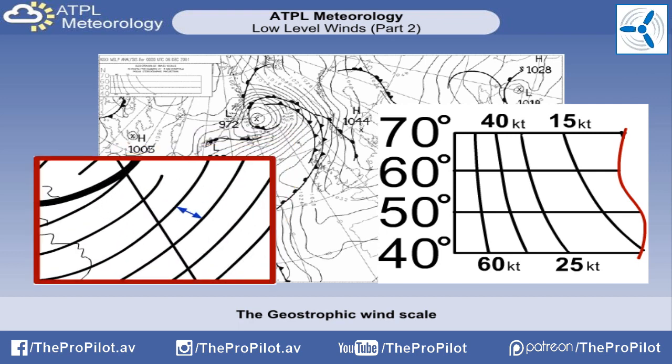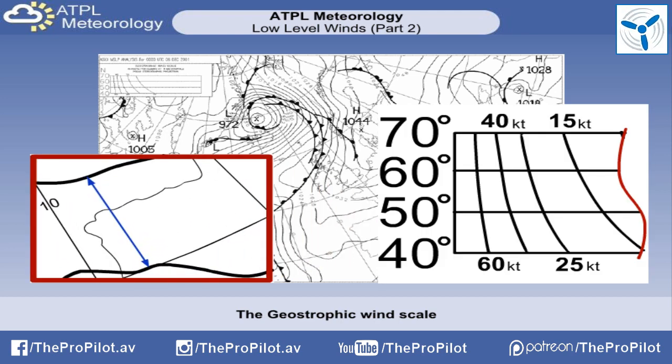Here we have measured the distance between isobars near a low pressure. Notice the close spacing and fast wind speed. On this second example, we have measured the distance between the isobars near a high pressure. Notice the wider spacing and resulting slower wind speed. That completes our coverage of one of the forces involved in the geostrophic wind.